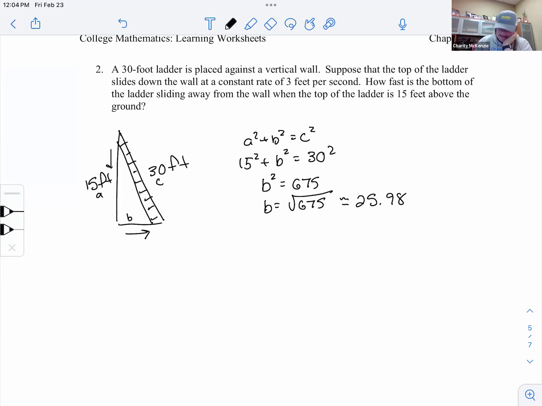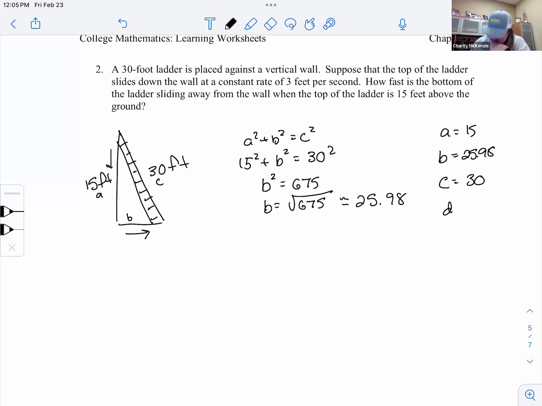So we could list off our starting numbers like we did in the last one. A is going to be the 15. B is going to be 25.98-ish. You could use the square root of 675. I don't even care if you reduce it. You can use that full thing if you want. C is 30 feet. And what about dA/dt?